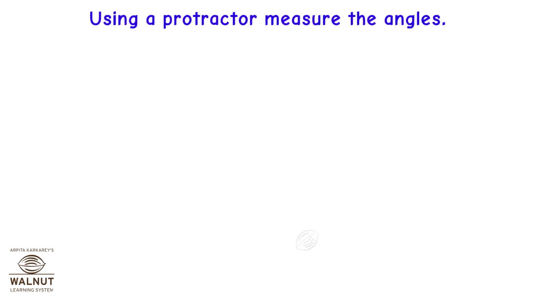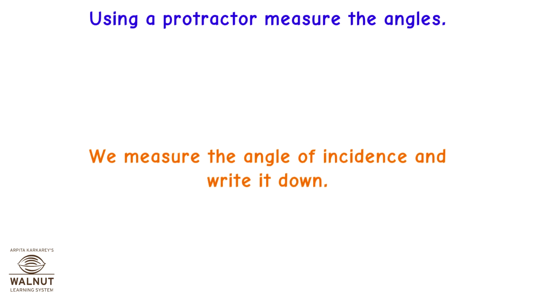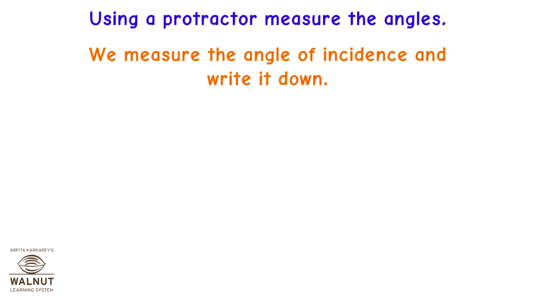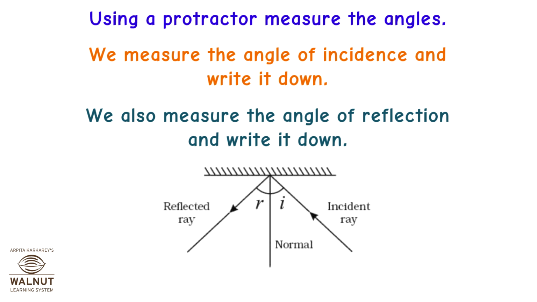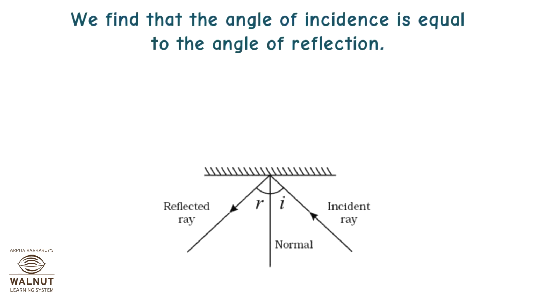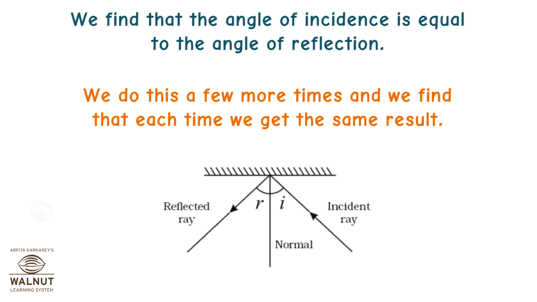Using a protractor, measure the angles. We measure the angle of incidence and write it down. We also measure the angle of reflection and write it down. We find that the angle of incidence is equal to the angle of reflection. We do this a few more times and we find that each time we get the same result.